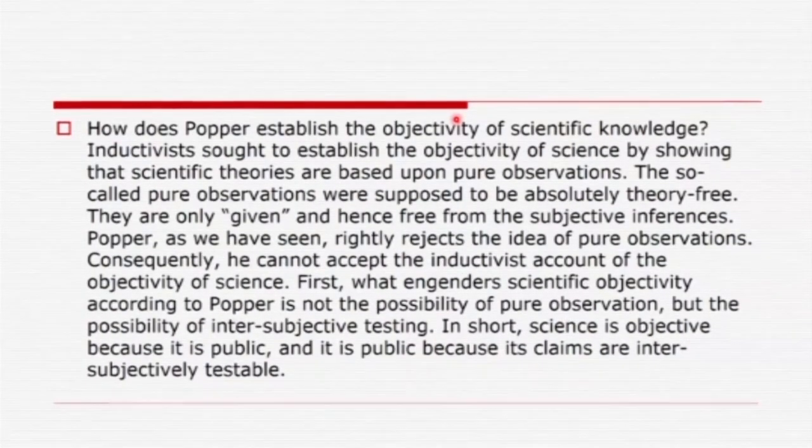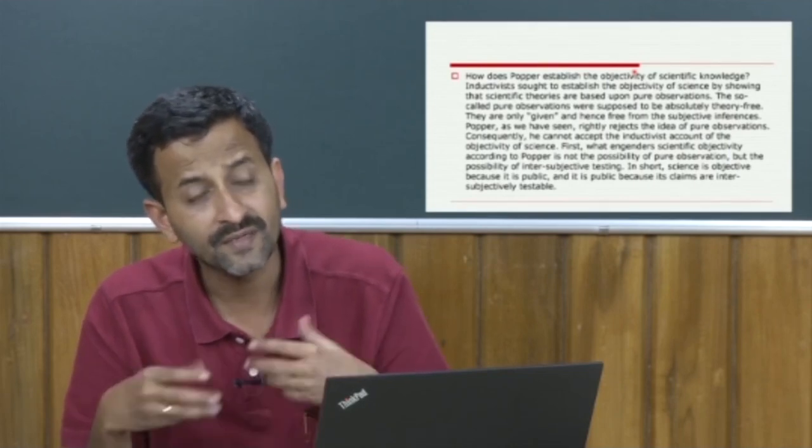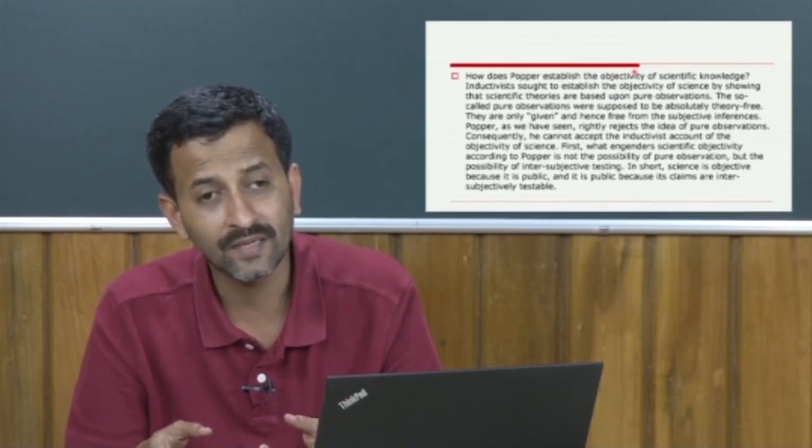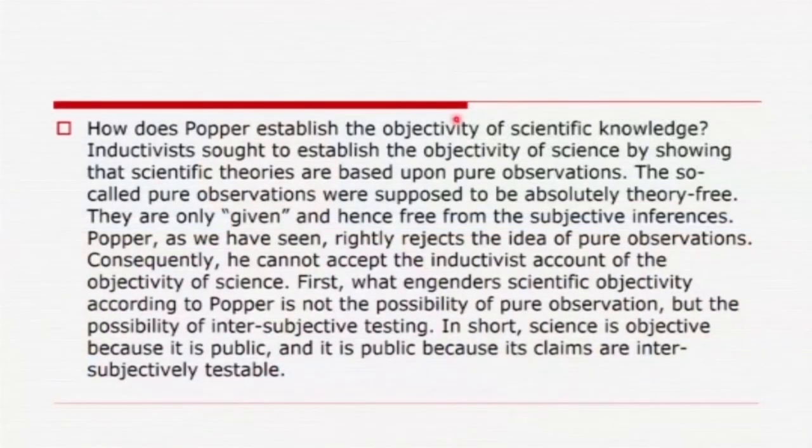Then how does Popper establish the objectivity of scientific knowledge? You see, just like inductivists, hypothesists and positivists, Popper also tried to make a demarcation between science and non-science, because for him also science is objectively ordained. But how? Inductivists sought to establish the objectivity of science by showing that scientific theories are based upon pure observations. I mean, both inductivists and positivists. The so-called pure observations were supposed to be absolutely theory-free. They are only given and hence free from subjective inferences. Popper rightly, as we have seen, rejects the idea of pure observations, because whatever observations we make are not presuppositionless. Consequently, Popper cannot accept the inductivist account of the objectivity of science.